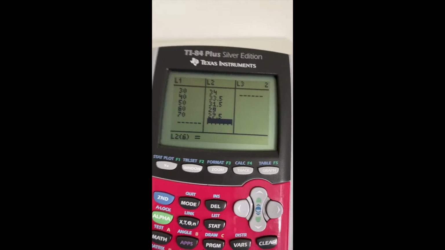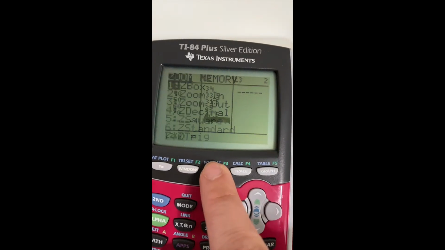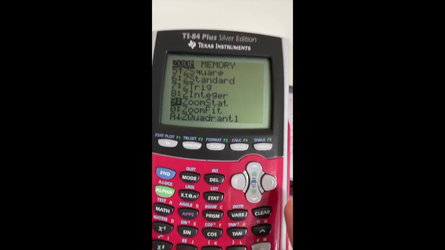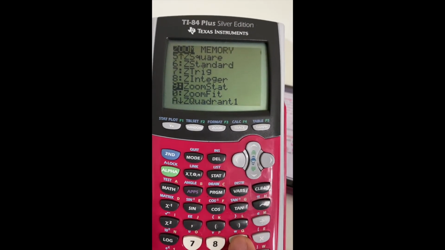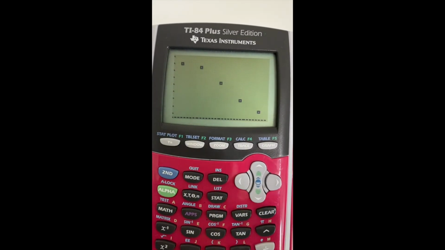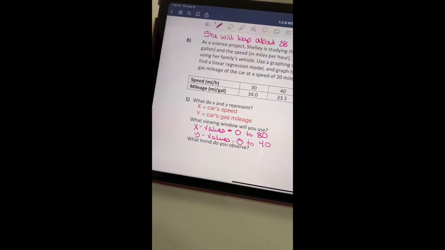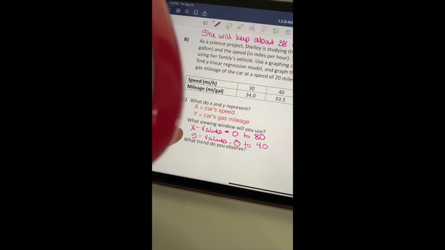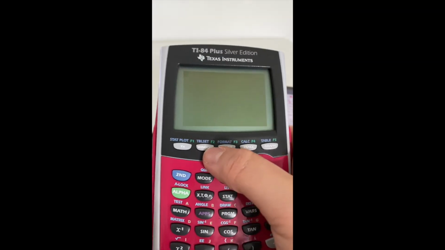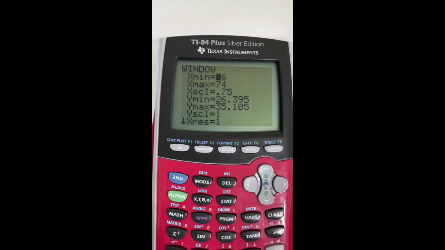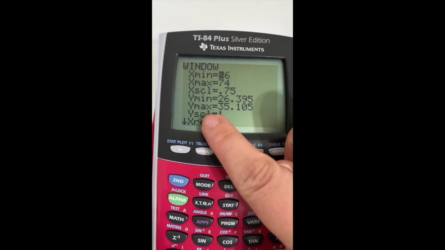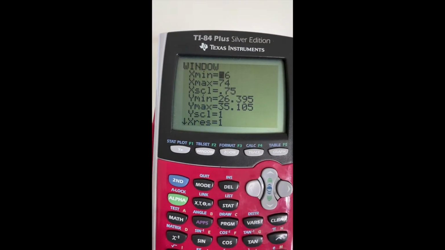Okay, now to see it as a graph, remember we go zoom and scroll. You can either scroll down or you could just press the number 9 and that'll take you to the zoom stat. Okay, very easy. We see our scatter plot here. Now, we also talked about how to manipulate our window range down here. It asks us to change the window. So the way we do that is you are going to click on the button that says window, and you can see you have x minimum, x maximum, y minimum, y maximum. Those are the values we are going to change.